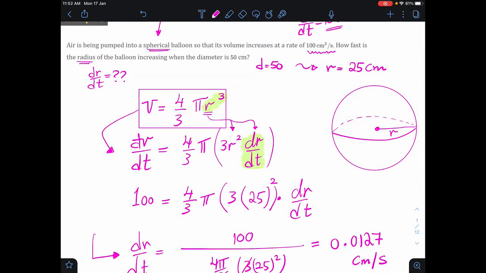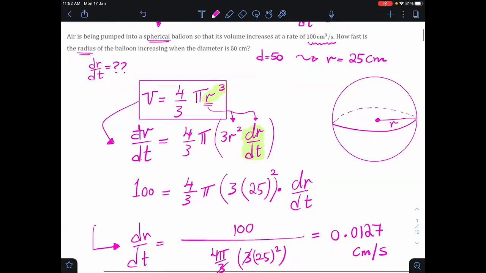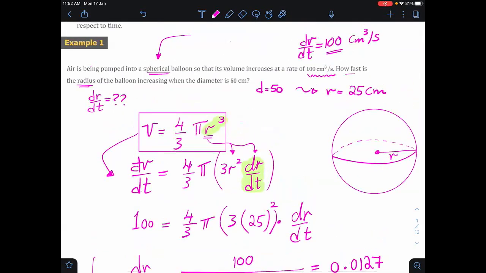100 centimeter cube per second is what? Is it dt or dr over dt? dr over dt is the unknown. He asked how fast the radius of the balloon is increasing. How fast is the radius increasing? That is, the rate of change of the radius with respect to time.